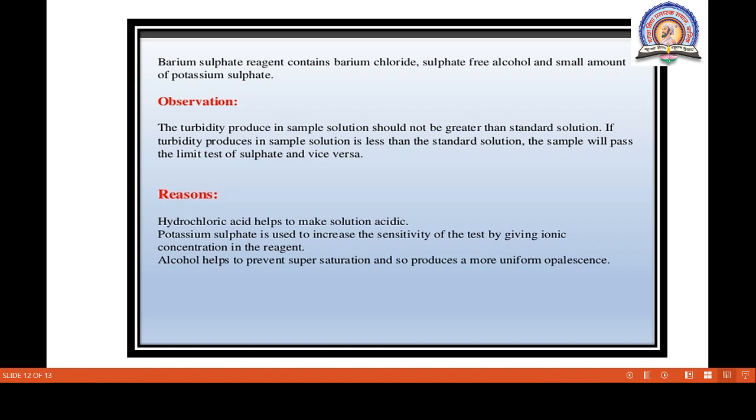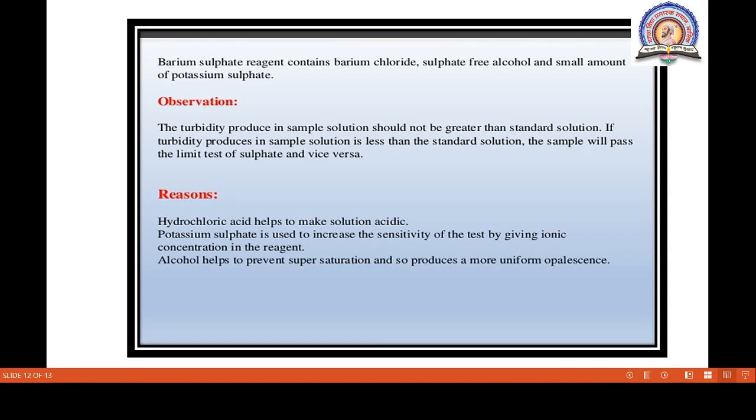So the next is the observation. Barium sulfate reagent contains barium chloride, sulfate free alcohol and a small amount of potassium sulfate. So what observation is exactly done in the limit test of sulfate? The turbidity produced in the sample solution should not be greater than in the standard solution. If the turbidity produced in the sample solution is less than the standard solution, then the sample will pass the limit test of sulfate, and vice versa.